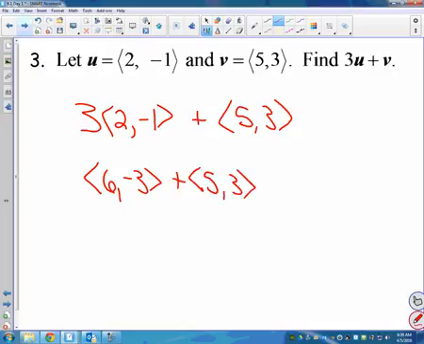And then I'm just going to add the corresponding parts. So 6 plus 5 is 11, and -3 plus 3 is 0.